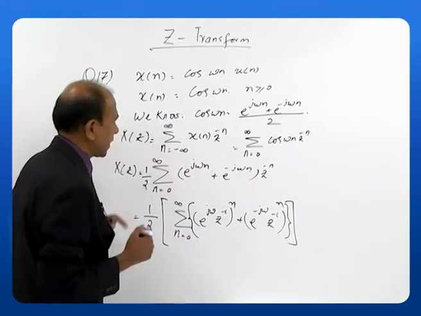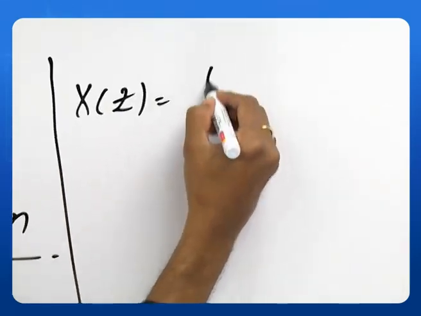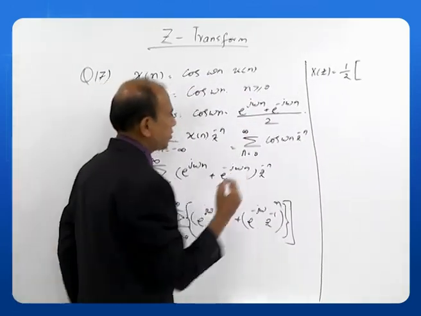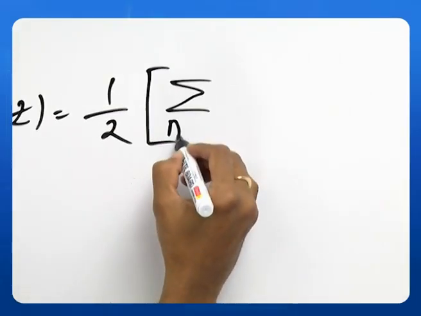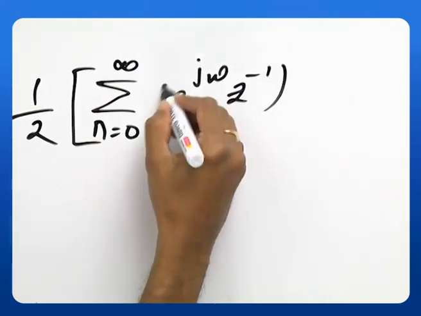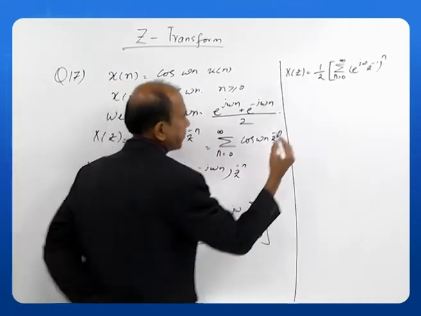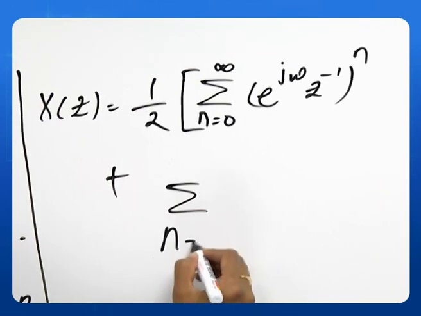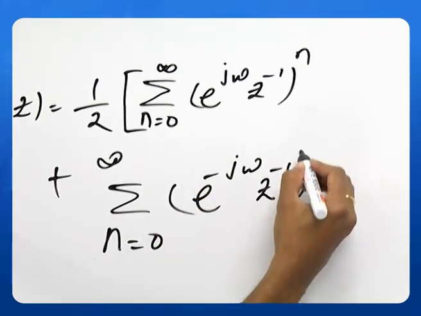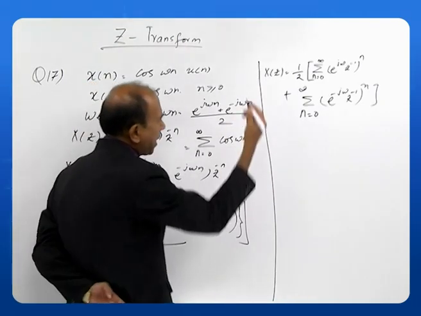So what is X of z for us now? X of z is equal to half. Now I will split these into 2 parts. This will be summation n equals 0 to infinity e to the power of j omega z to the power of minus 1 whole to the power of n, plus summation n equals 0 to infinity e to the power of minus j omega z to the power of minus 1 whole to the power of n. Now if I look at this summation, I can expand it and get the answer.